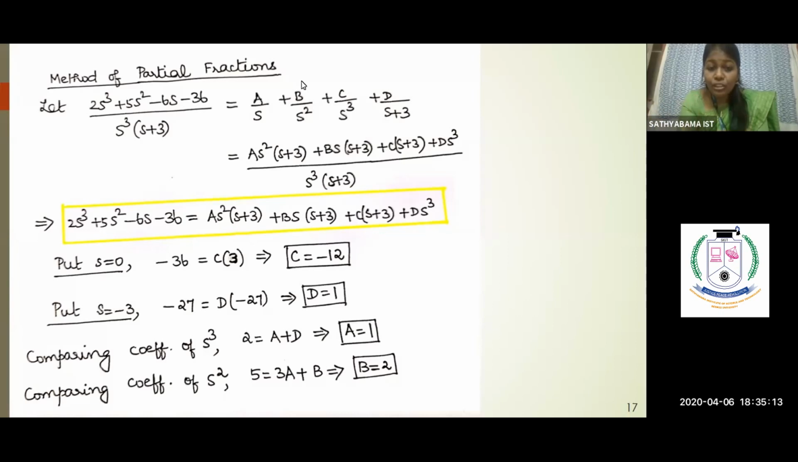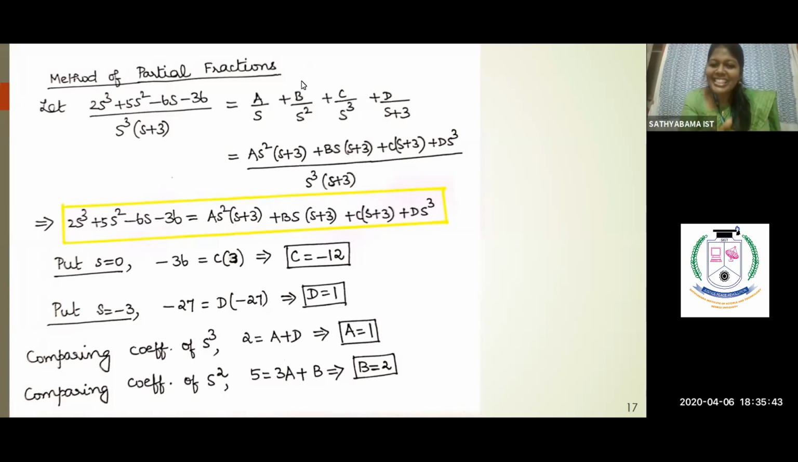Now, I want you to look at the left hand side and the right hand side. The denominators are the same. What's the common denominator? S cube into s plus 3. You see that? So since the denominators are the same, what can I do now? I can equate the numerators. So that is what I have done in the yellow highlighted step. I've equated the numerators on both sides because the denominators are the same. Okay? All right.